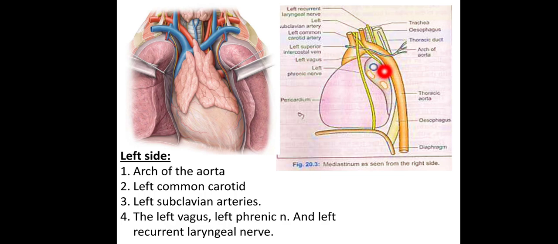Now left phrenic nerve. In this diagram you can see the left phrenic nerve and the left recurrent laryngeal nerve here. So everything which lies on the left side is related to the trachea. The left side relations of the trachea are the arch of aorta, left common carotid, left recurrent laryngeal nerve, left subclavian, left phrenic, left vagus and left recurrent laryngeal nerve. So this is the left side relation of the trachea, and also the left lung and related pleura.